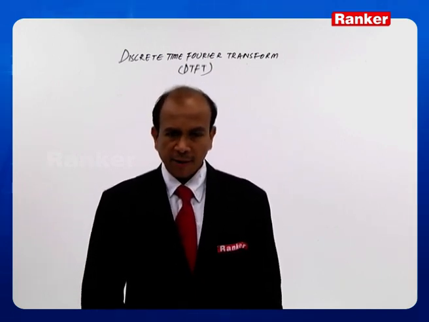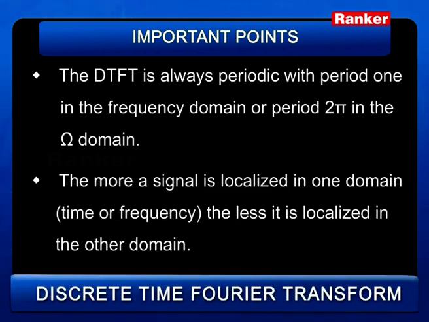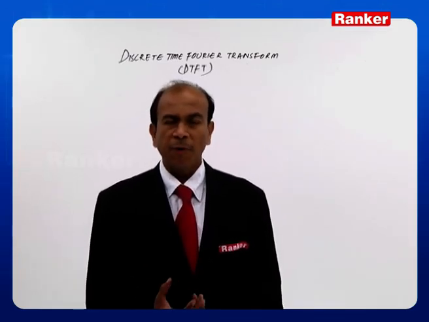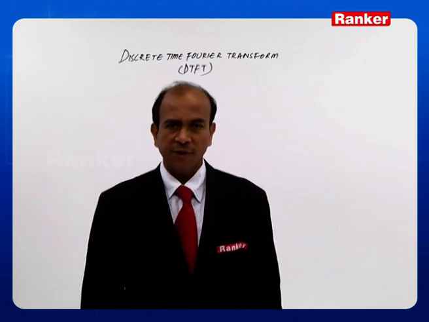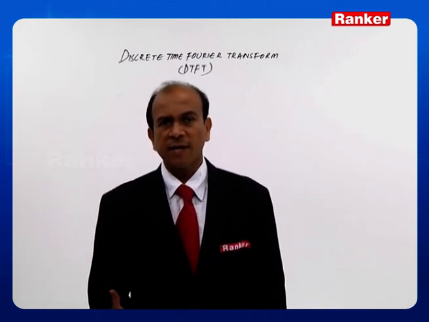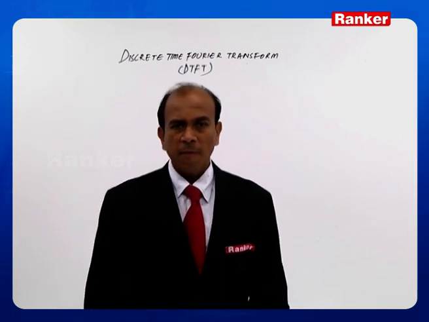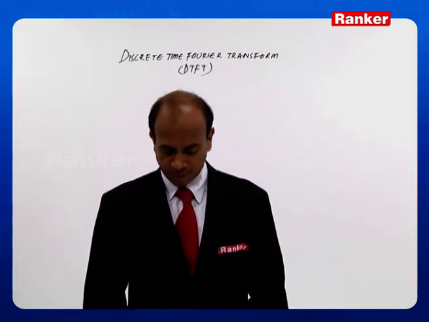The second important point is, the more a signal is localized in one domain, that is time or frequency, the less it is localized in the other domain. That means, if you find a signal which is localized in one domain, that can be either time or frequency domain, then when I convert this into another transform, it is less likely to be localized. That is the second important point of the discrete time Fourier transform.